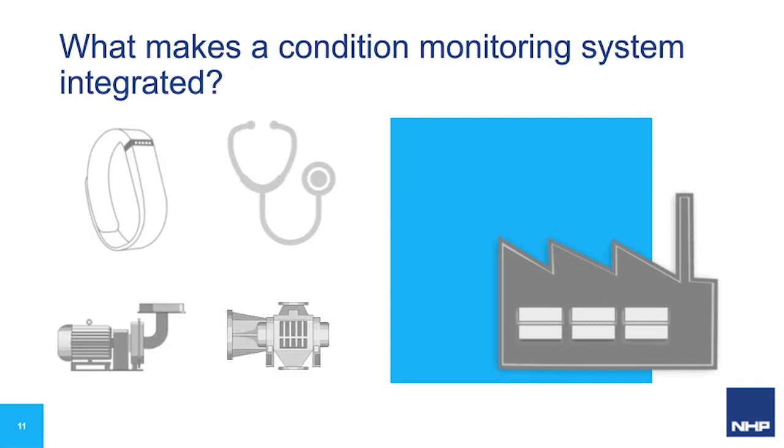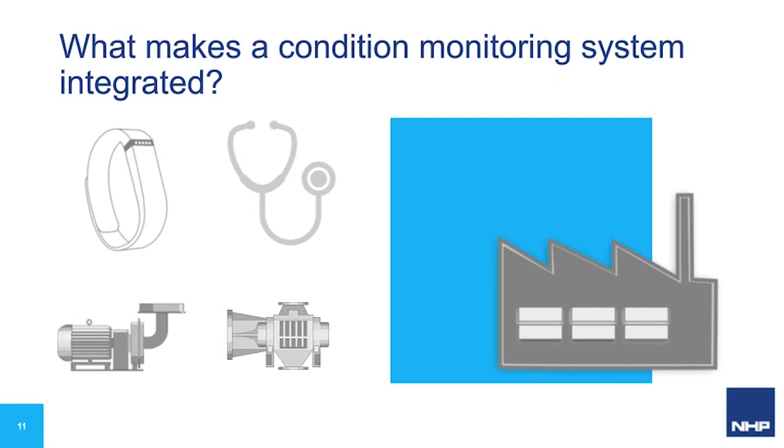So this leads us into talking to what makes a condition monitoring system truly integrated. Let's think of a doctor measuring your heart rate using a stethoscope at a regular checkup. You can almost see that as our handheld meter and someone walking around site. And if we compare this against wearing, say, for example, a Fitbit that gives us some live data, that's a decent analogy.